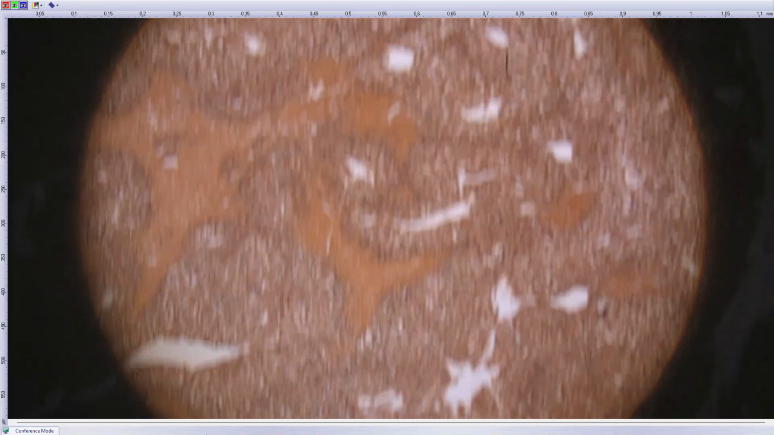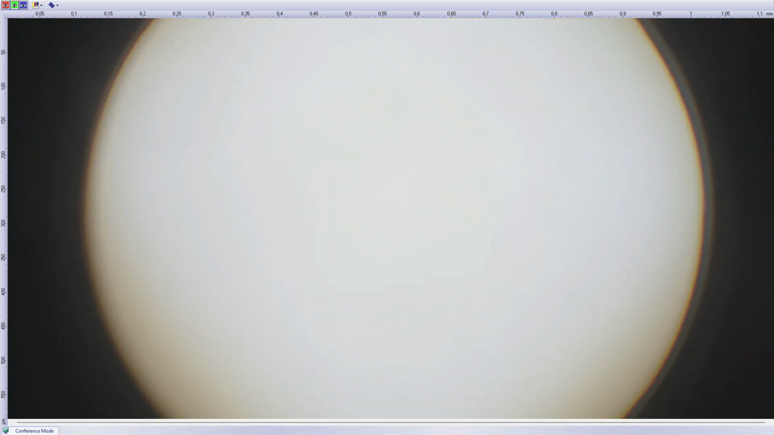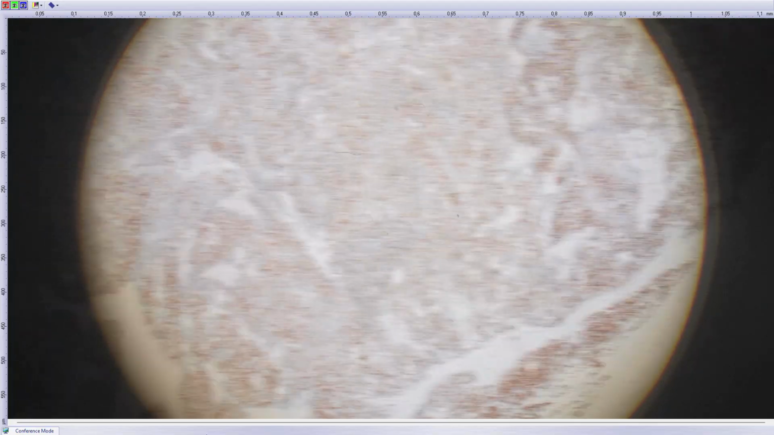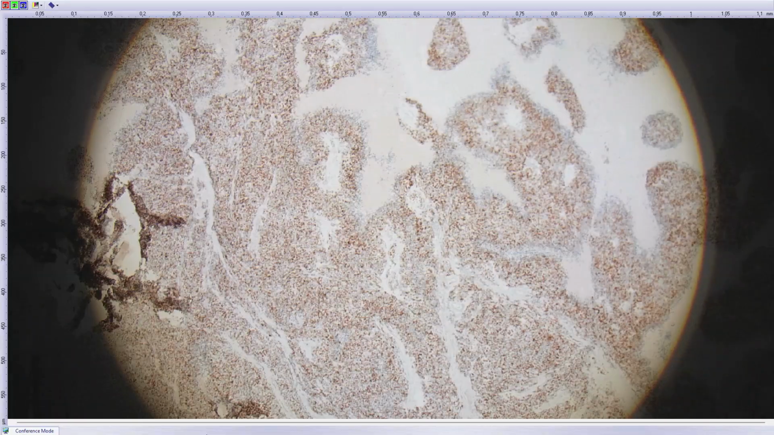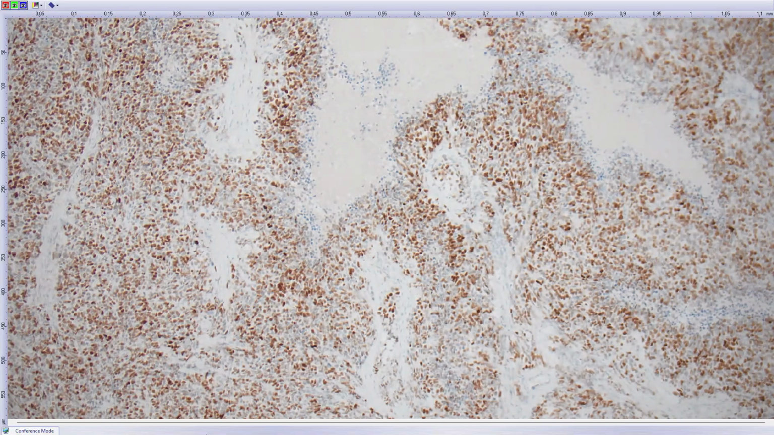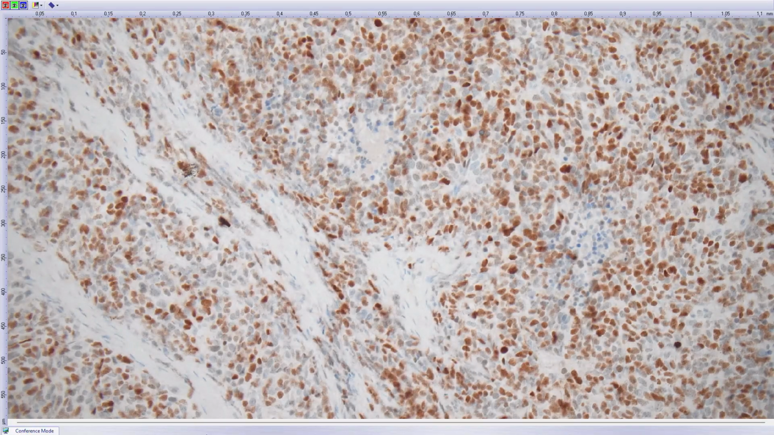And this is synaptophysin, very strongly diffusely positive. Then we have another positive marker. This is also a neuroendocrine marker, but it stained in nuclei. Do you know what this marker is? INSM1. Yeah, INSM1. Also diffusely positive.